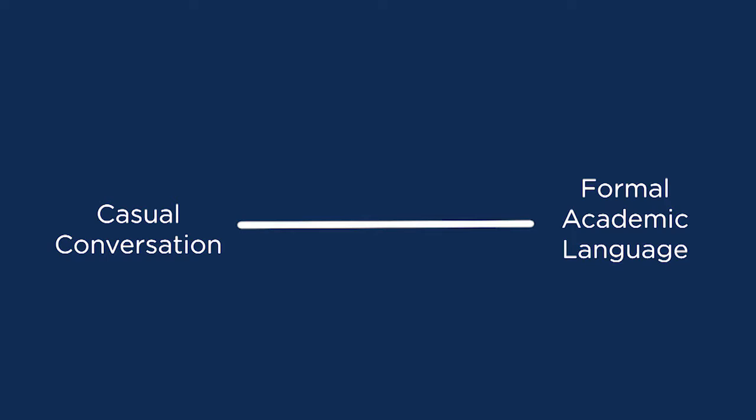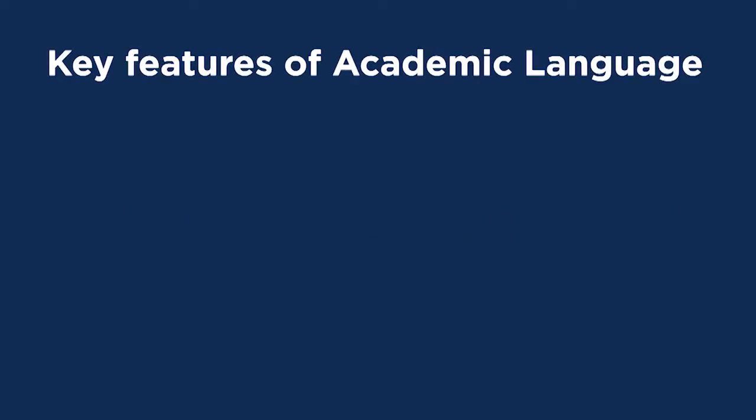It's very, very different, and that's what we're going to talk about, that continuum of academic language. Now, what are the key features of academic language? Academic language has 6 primary key features which we're going to talk about today. There are other features, but we're going to focus on these 6 today.